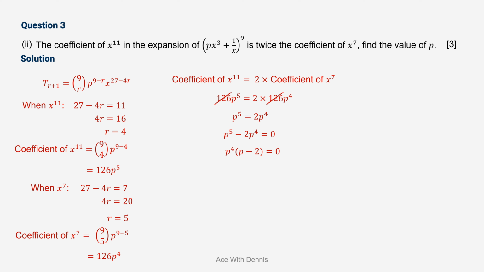Factorize the p. We will get p to the power of 4 times (p minus 2) equals 0. Therefore, p equals 0 or p equals 2. But we will reject p equals 0. Hence, the answer is p equals 2.